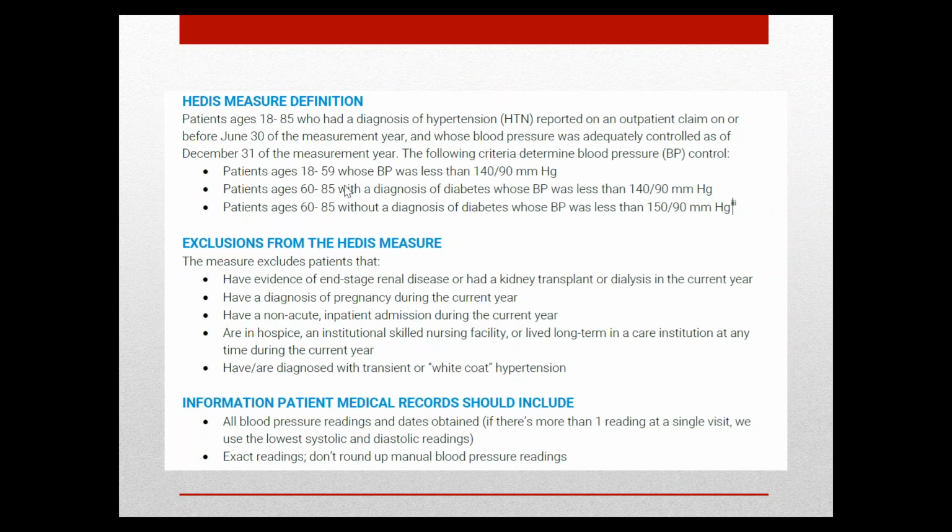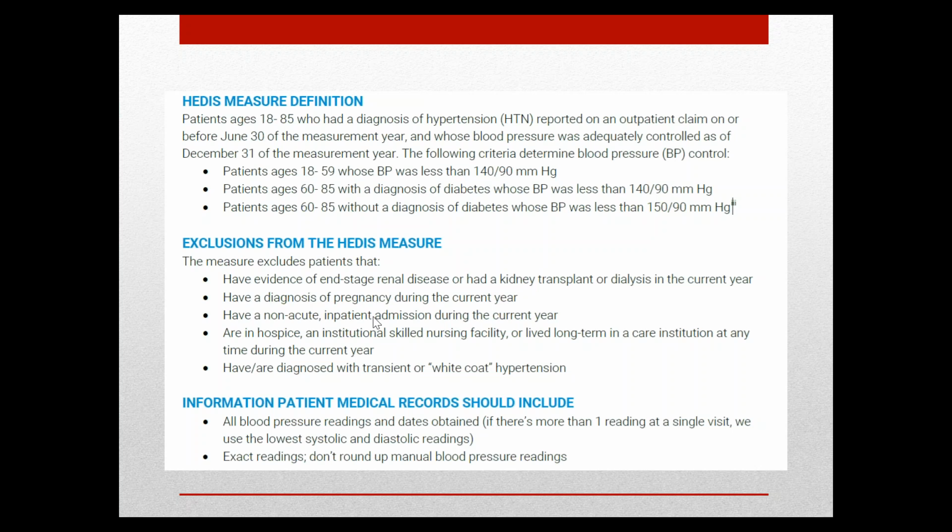Closing the blood pressure gap is very important. There are different parameters. For ages 18 to 59, it's 140 over 90. For 60 to 85, it's 140 over 90 with a diagnosis of diabetes, and for those without a diagnosis of diabetes it's 150 over 90. It's the last blood pressure that you measure that's the one they're using. So if you measure blood pressure in the last quarter of the year on one of these patients and it's above these parameters, you want to either take it again or bring them back until you get that blood pressure recorded in this range. If they have end-stage renal disease, pregnancy, or are in hospice, or if you've diagnosed them with white coat syndrome, then that does exclude them from the HEDIS measure.